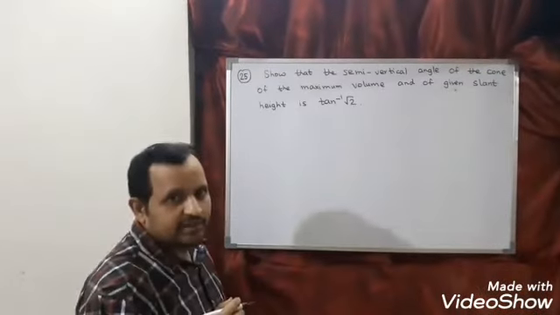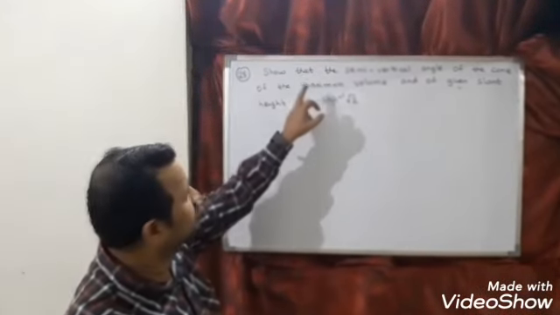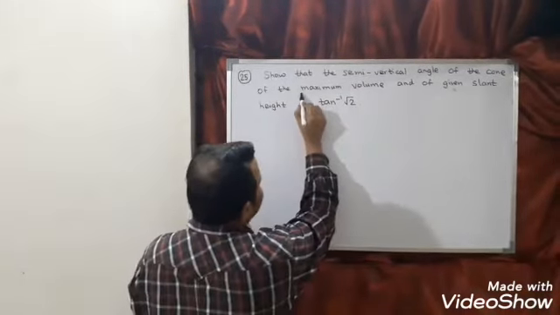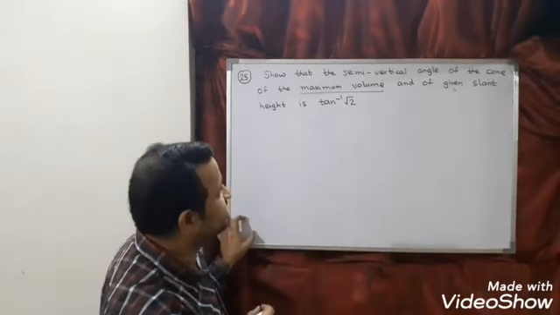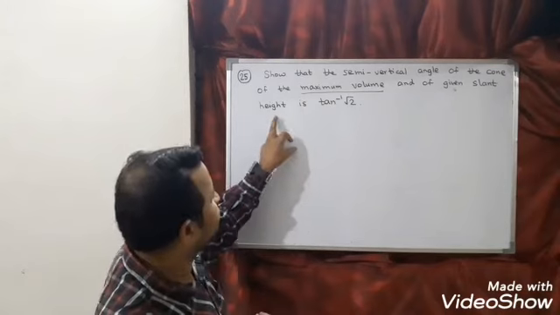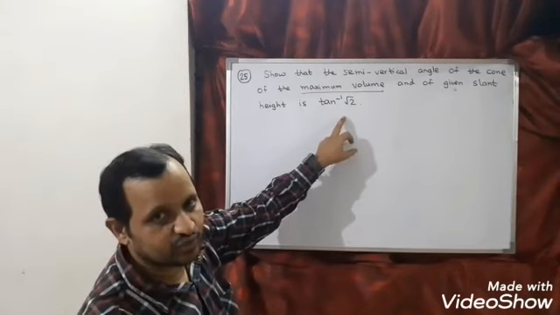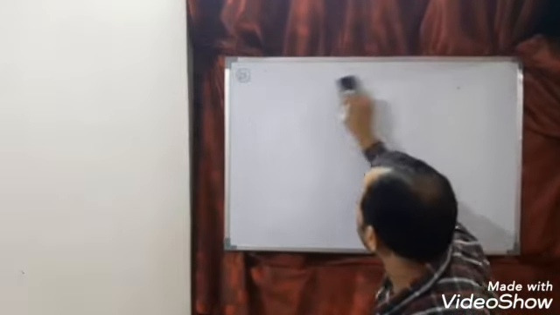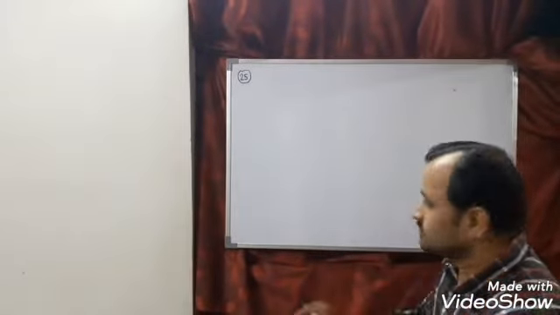I think it is. The next question is question number 25. Show that the semi-vertical angle of the cone of maximum volume, so here also volume is maximum, of given slant height is tan inverse root 2. Let us see the solution. Now look here. So cone, something like this. Let us complete this.